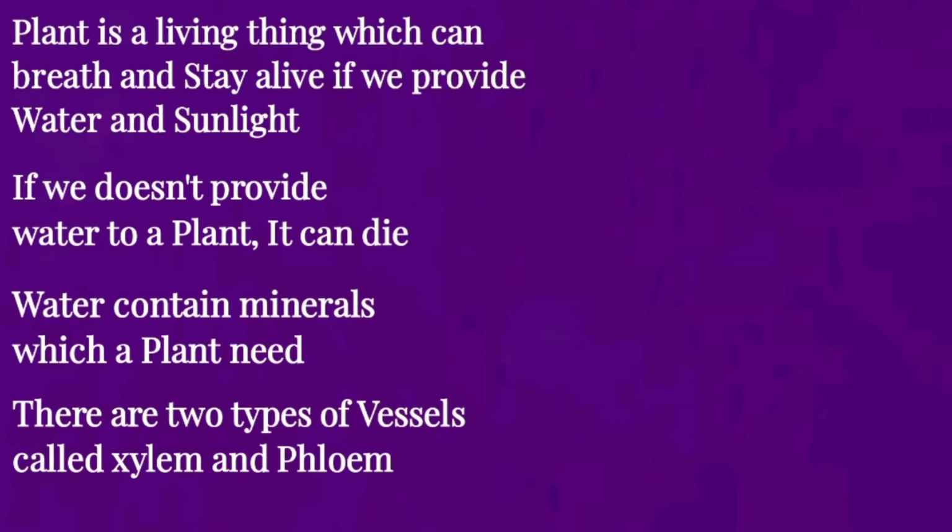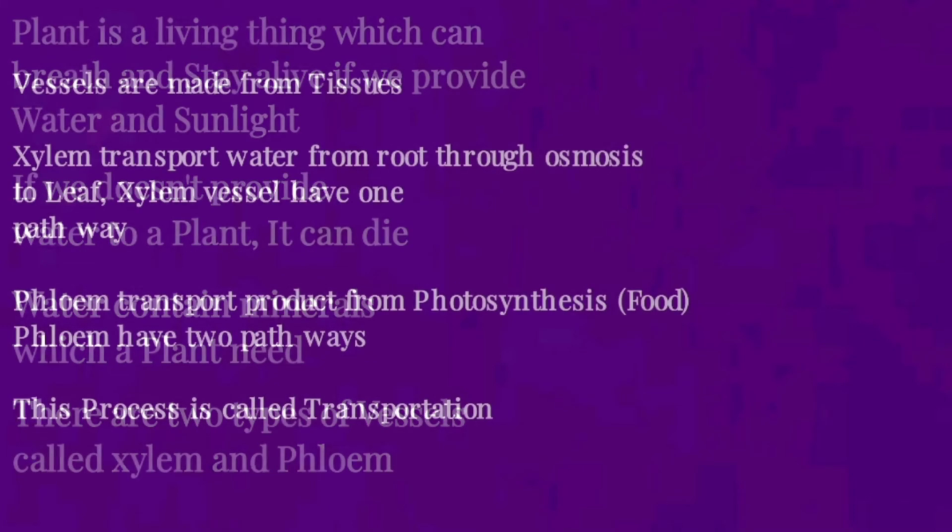A plant is a living thing which can breathe and stay alive if we provide water and sunlight. If we don't, it can die. Water contains minerals which a plant needs. There are two types of vessel called xylem and phloem in a plant, which is made up of tissues.